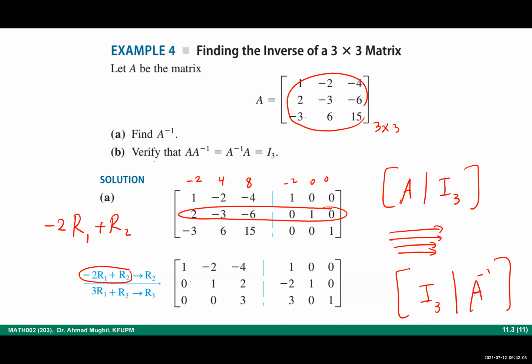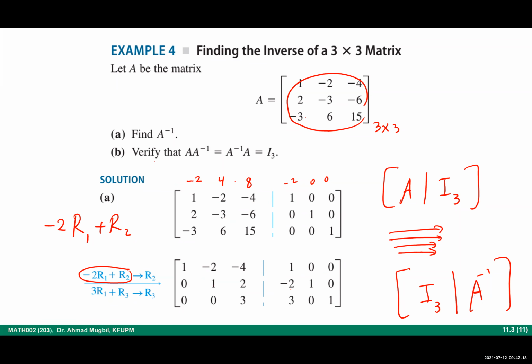Now this minus this 0 plus this 0. 4 plus -3, 1. 8 plus -6, 2. -2 plus 0, -2. And 0 plus 1 is 1. 0 plus 0 is 0. We change row number 2. We will do the same for row number 3.